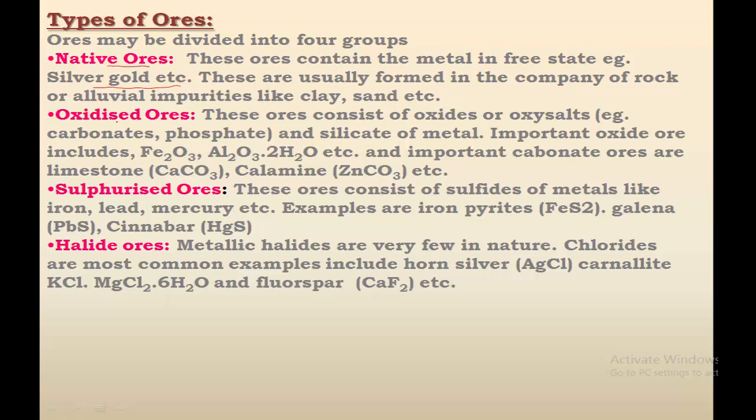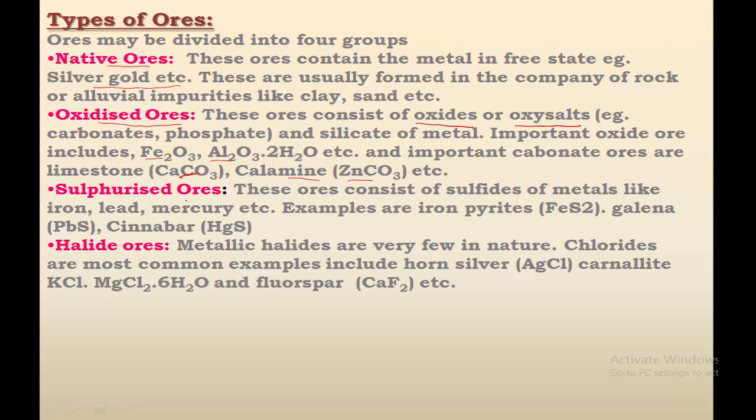And the second type of ores are oxidized ores, or you can say oxide ores. So these ores consist of oxides or oxysalts. For example, carbonates, phosphates. So they consist of oxygen, hence such salts are said to be oxysalts. And silicate of metal. Important oxide ore includes Fe2O3, Al2O3.2H2O, etc. And important carbonate ores are limestone and calamine, that is zinc carbonate.